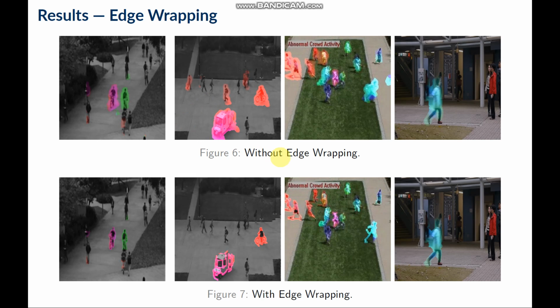This slide shows the impact of edge wrapping. The first row is without edge wrapping. We can see that the abnormal region is very large and redundant and does not fit the object edge, right? And in the bottom row, with the edge wrapping, the abnormal region fits the object edge better.